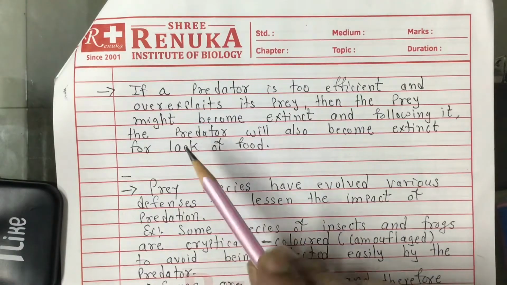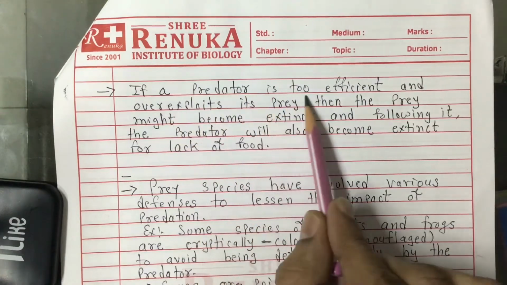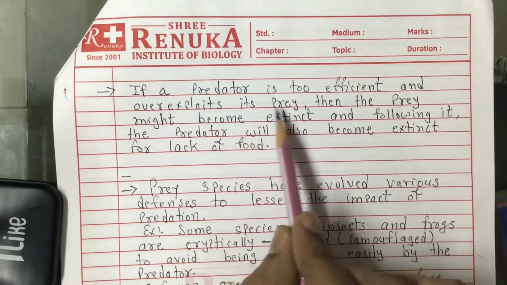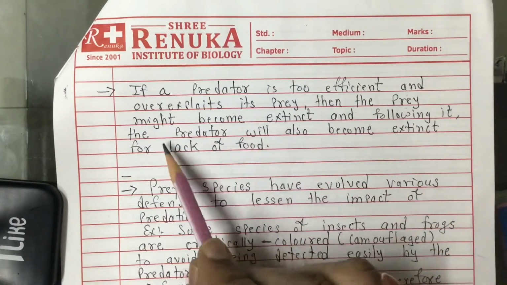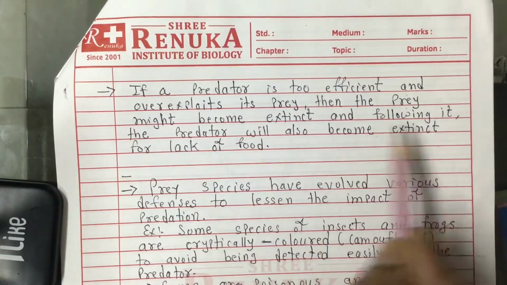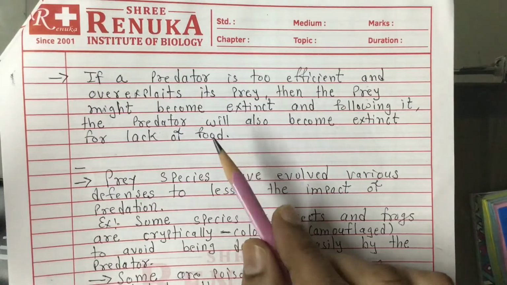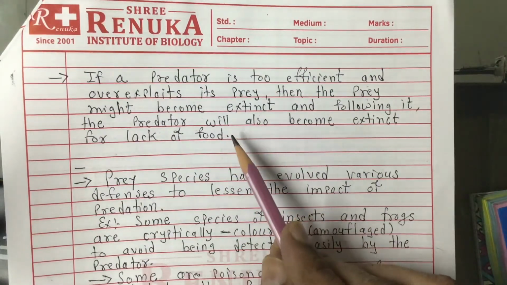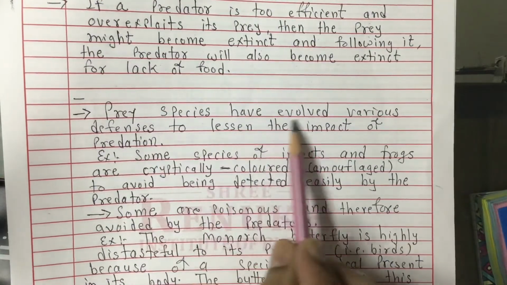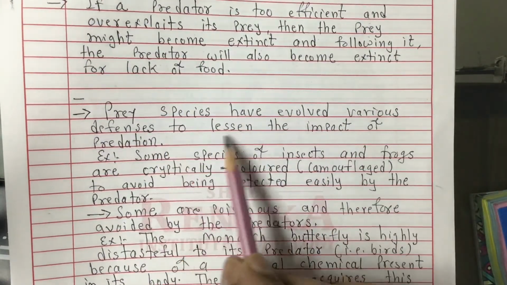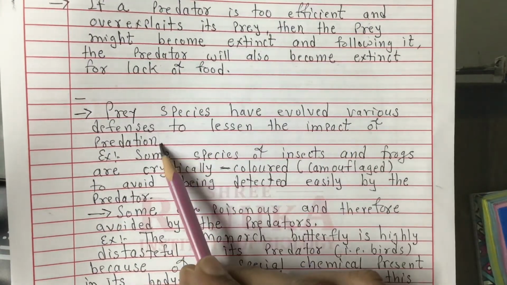Another concept is that if a predator is too efficient and overexploits its prey, then the prey might become extinct, and following it, the predator will also become extinct for lack of food. This is also an important aspect of predation. On the other side, prey species have evolved various defenses to lessen the impact of predation.